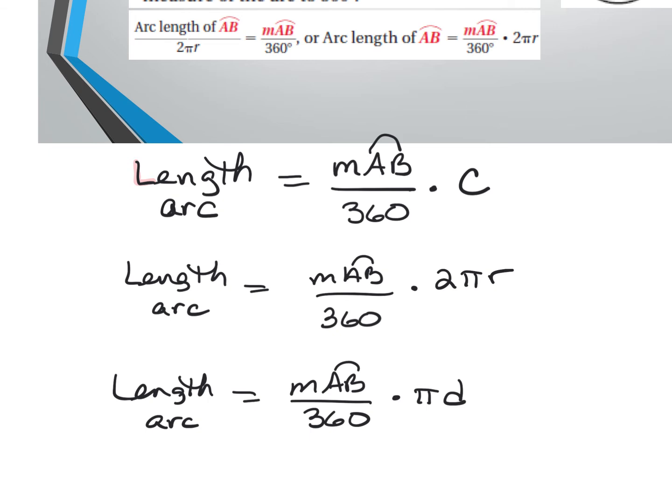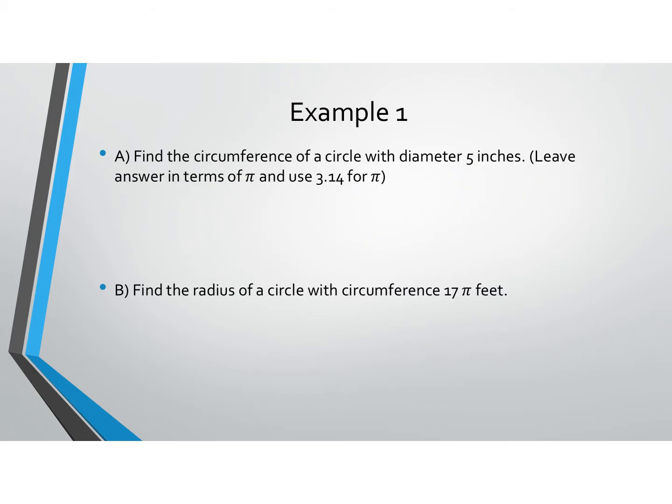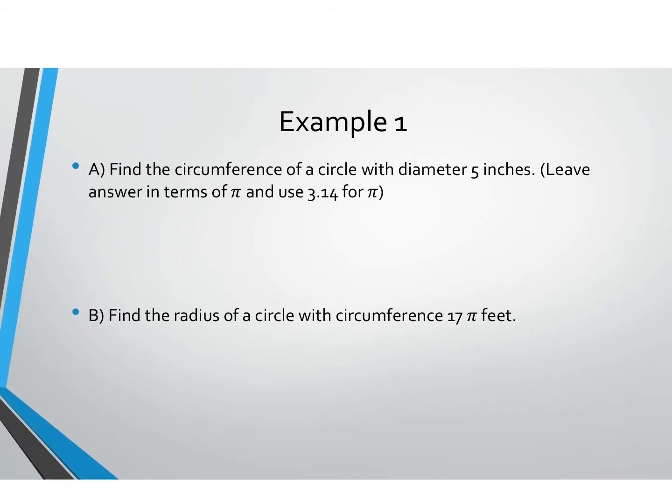So now let's practice using the circumference formulas and the arc length formulas, and let's do some examples. It may not always be arc AB. It could be CD. It depends on your picture. But just know it's the measure of the arc in the picture. All right, so let's try some examples. This first one wants us to find the circumference of the circle, and they're giving us the diameter length.